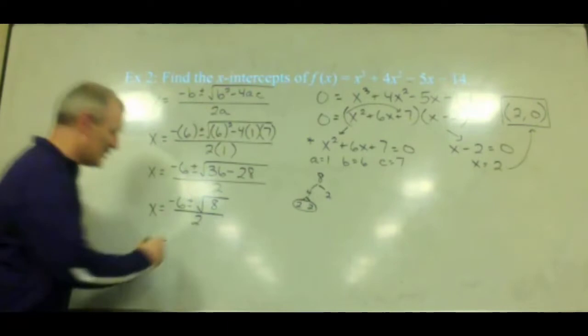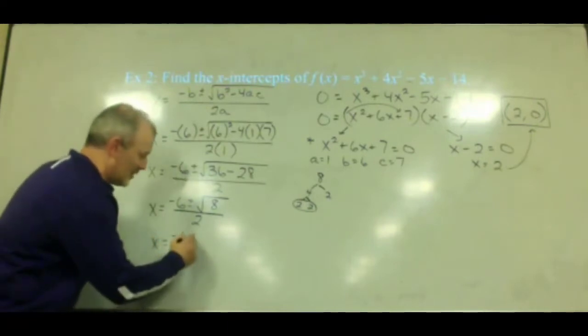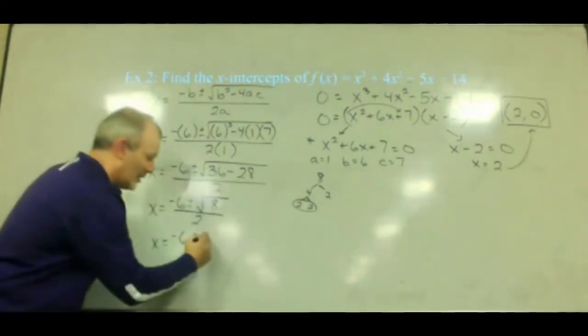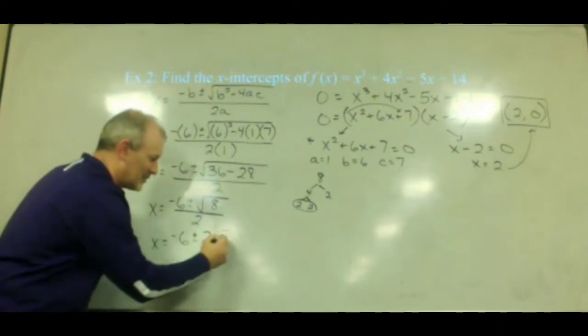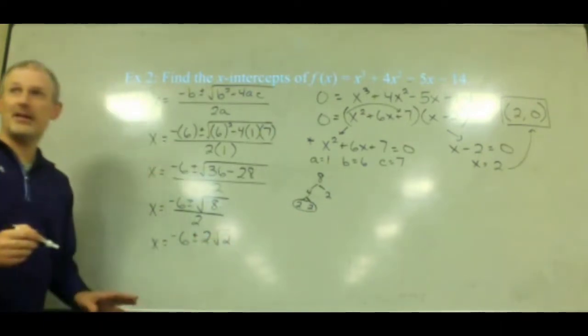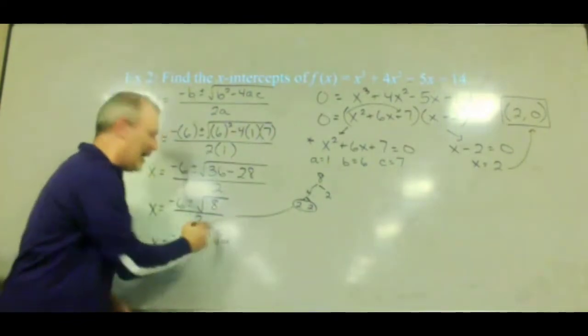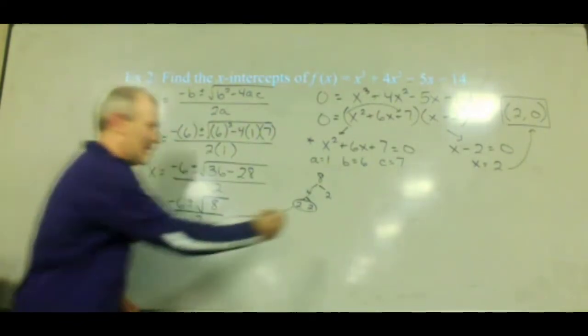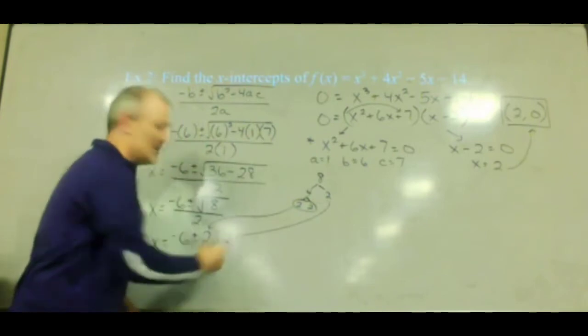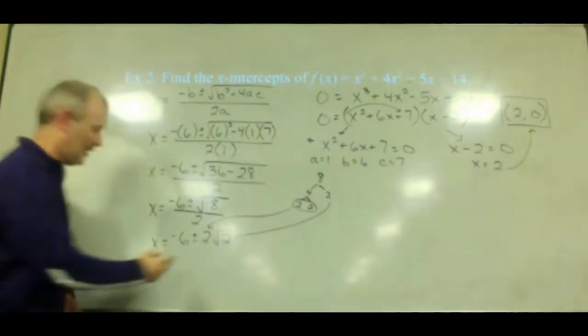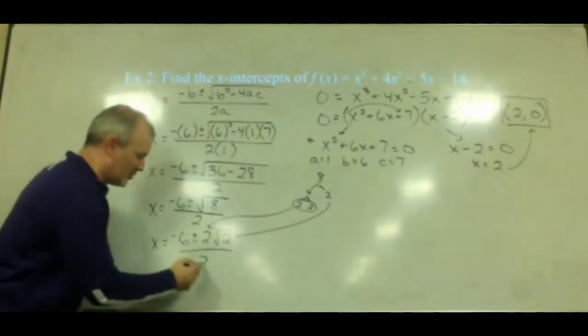So here's what we do. When we have a situation like this, we're going to have negative 6 plus or minus. We're going to bring out the 2, and we still have a 2 left inside. Is everybody okay with that? This group of 2s is why we can get a 2 out of the radical. And then this 2 is still stuck on the inside. And then it's still divided by 2.